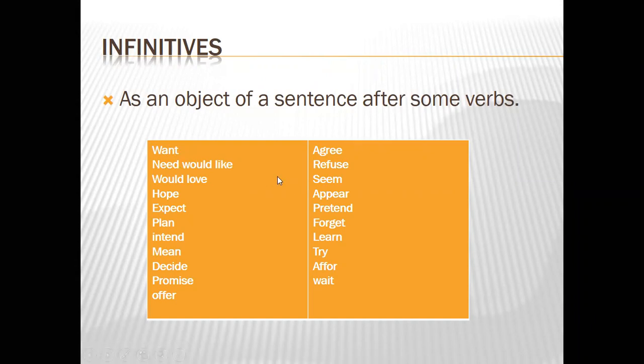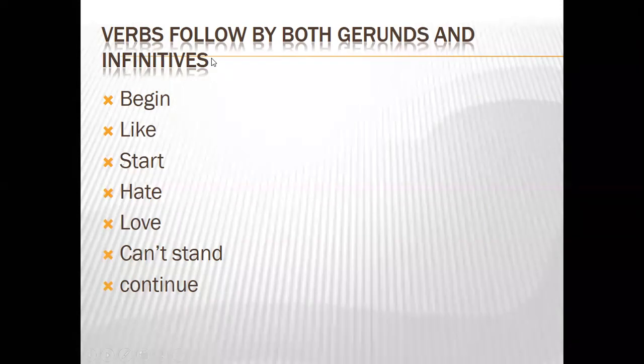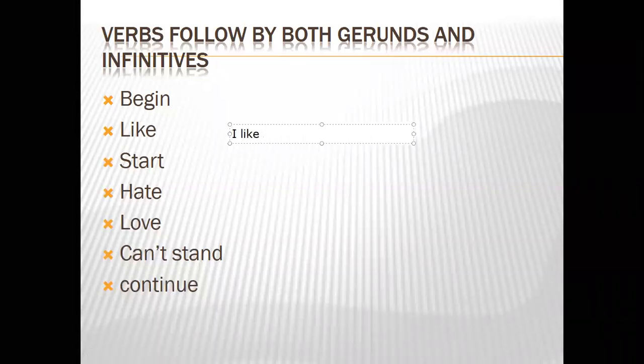Always in the rest of the cases, any other verb except this group here, we have verb to and the verb. Okay, and now these are other verbs, and in these cases, with these verbs, I have two options. I can use any of the options that we have in the language. So in these possible cases, I may say I like, and I have two options. I like running, or I may say I like to run. Understood? So after begin, like, start, hate, love, can't stand, and continue, we may use any option.